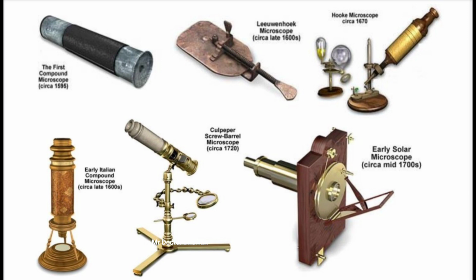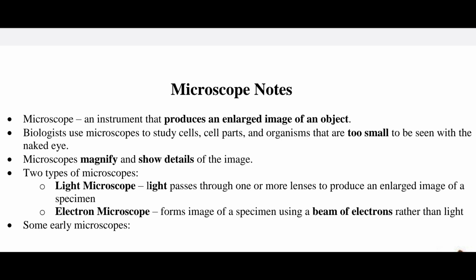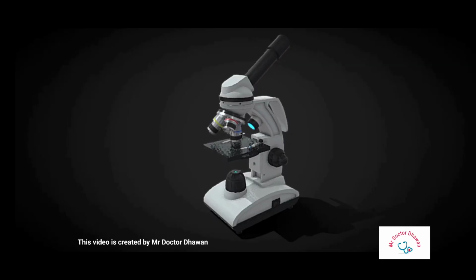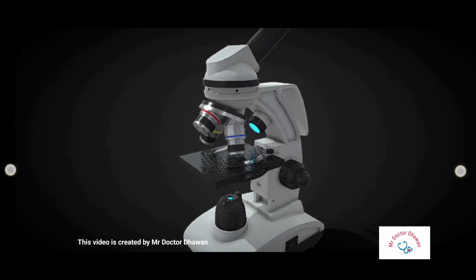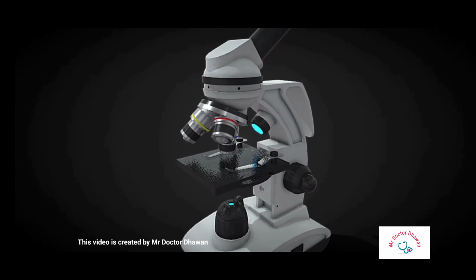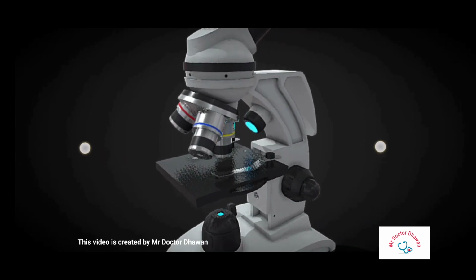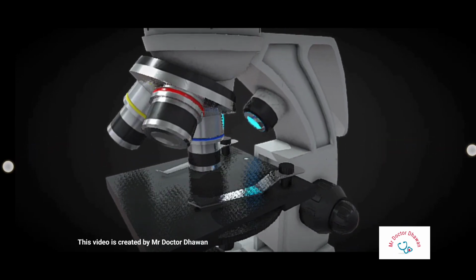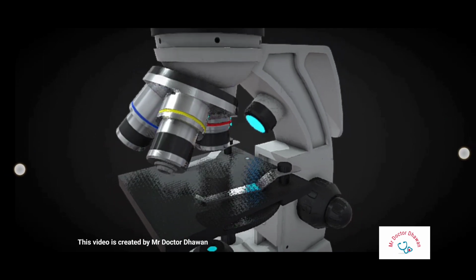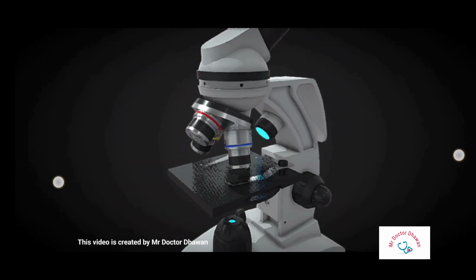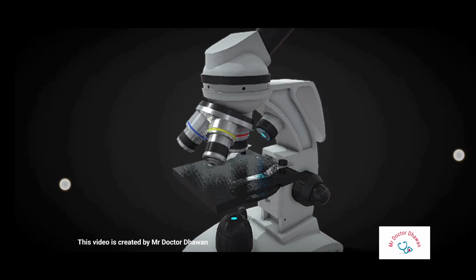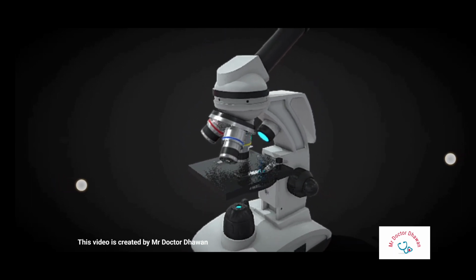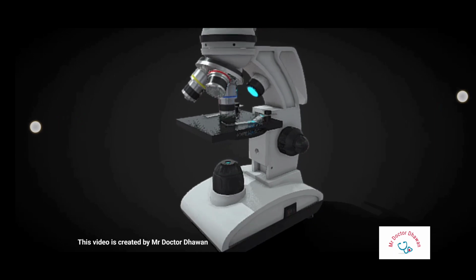Microscope, an instrument that produces an enlarged image of an object. Microscope का use cells की study करने में, cell parts and organisms that are too small to be seen with the naked eye. Two types of microscopes. Light microscope: light passes through one or more lenses to produce an enlarged image of a specimen. Electron microscope forms an image of a specimen using a beam of electrons rather than light.